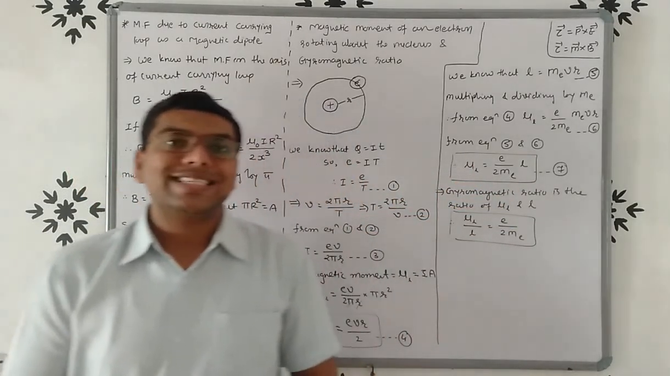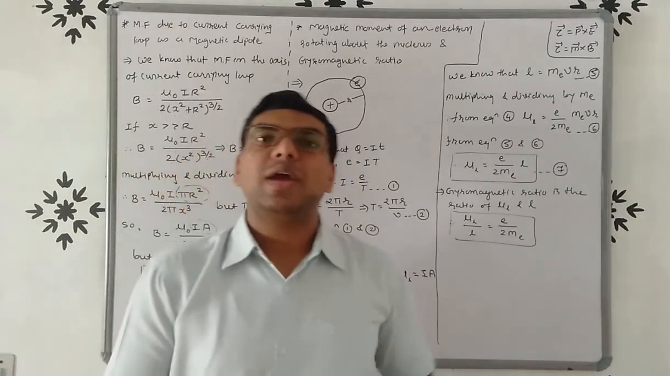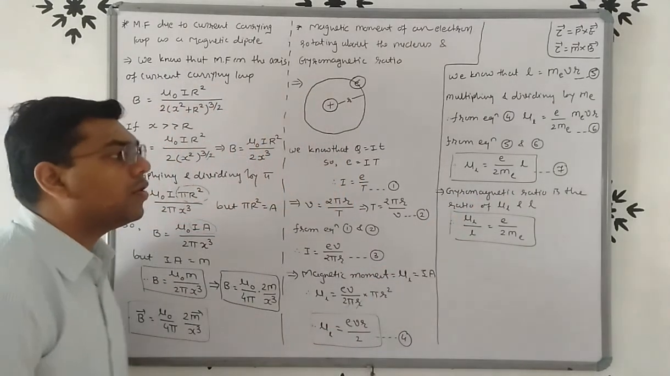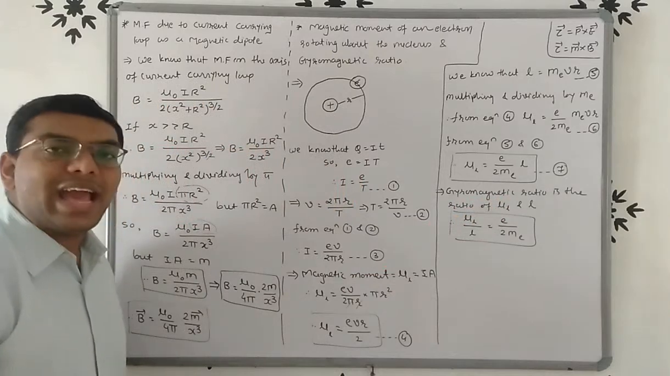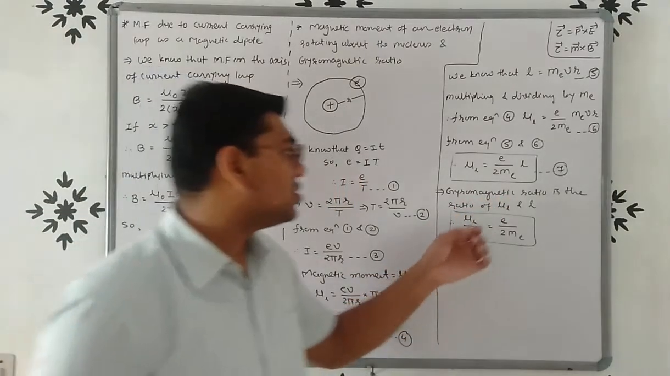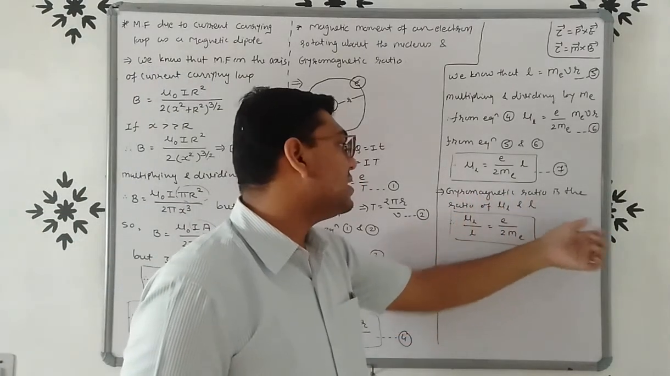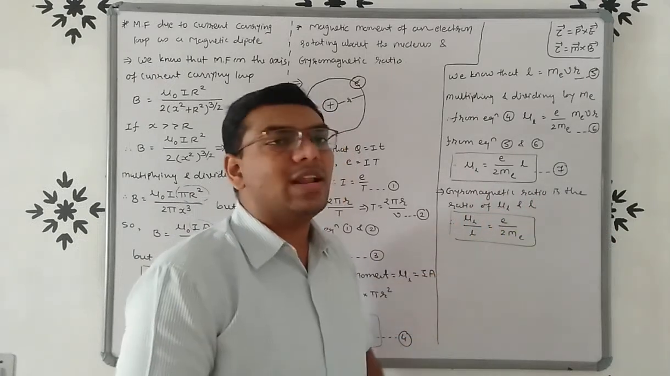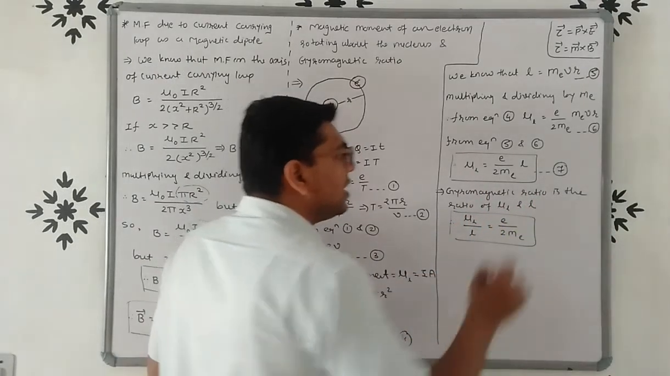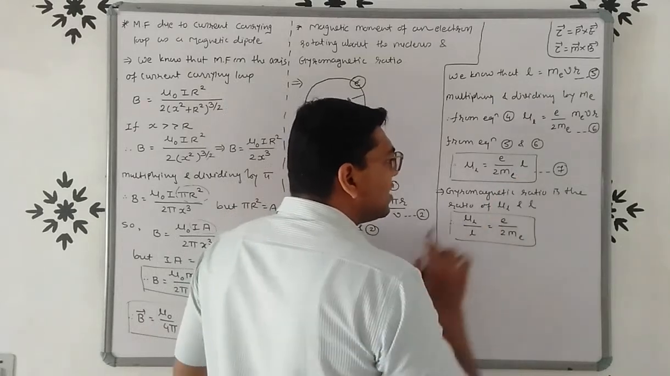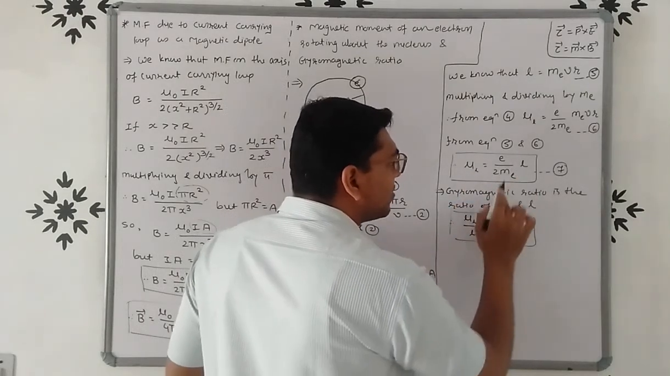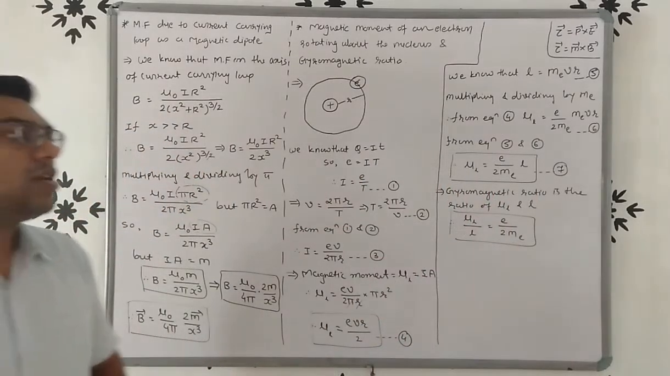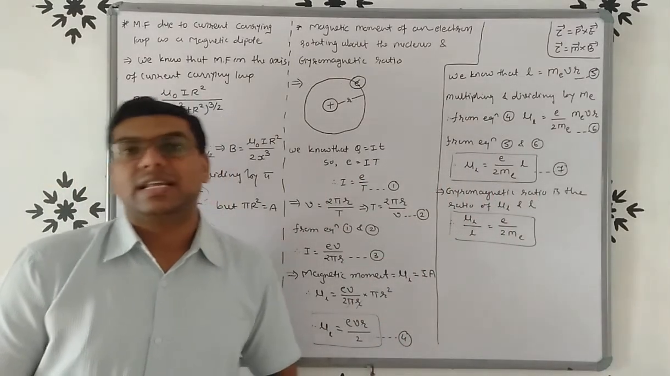Now what is gyromagnetic ratio? You have to remember, friends, gyromagnetic ratio is the ratio of magnetic moment and angular momentum. So gyromagnetic ratio is the ratio of magnetic moment μ_L and angular momentum L. So here we take L to the left hand side, so μ_L upon L is equal to e by 2m_e. So this is the equation of gyromagnetic ratio.